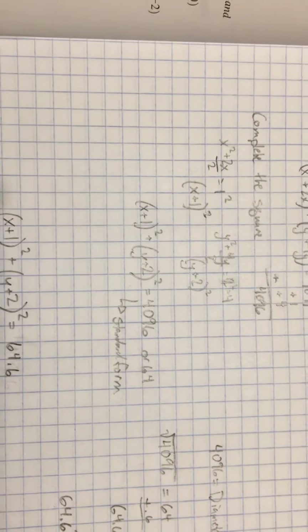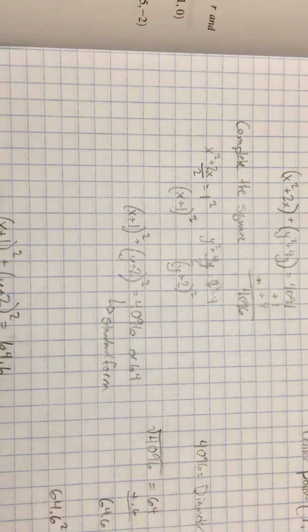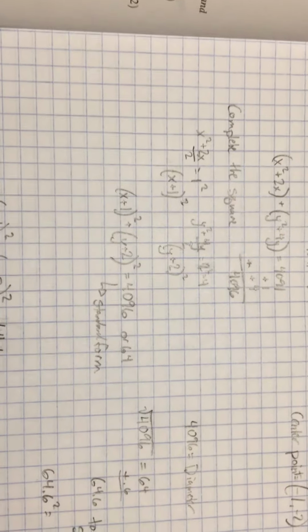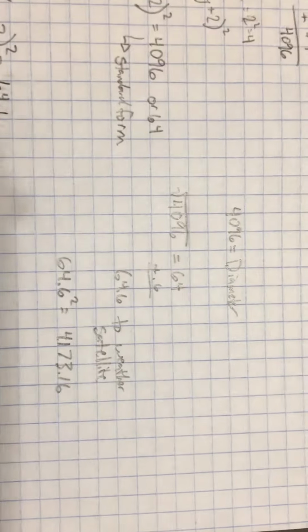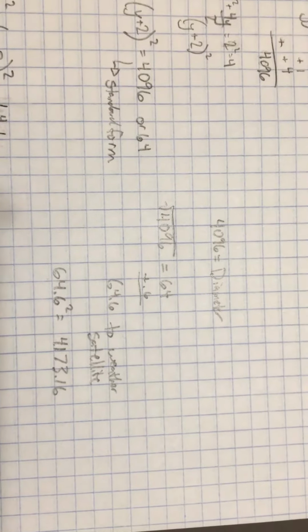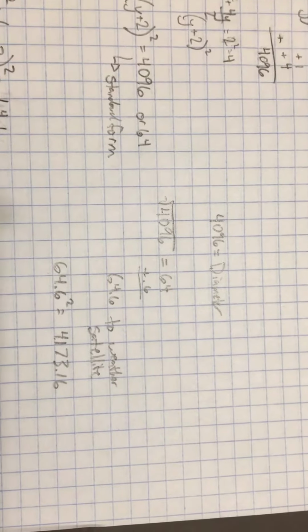4096. So then, since we need to find the center of the Earth to the satellite, we need to add 0.6 units to it right there, so we get 64.6, which would give us from the center of the Earth to the satellite instead of the center of the Earth to the edge of the Earth.